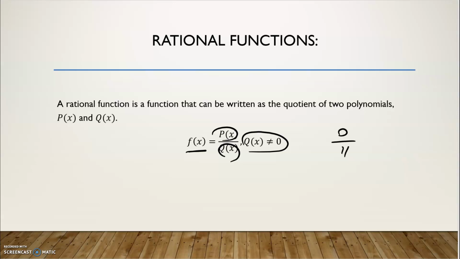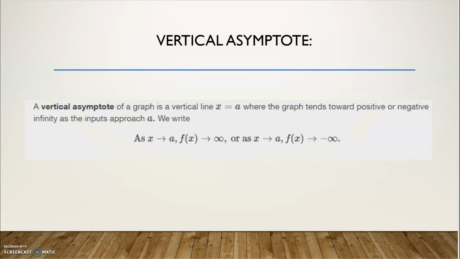Remember, 0 over a number, that's 0. Whereas a number over 0, hey, that's undefined. Okay, so let's look at something called a vertical asymptote. Alright, a vertical asymptote of a graph is a vertical line x equals some number a, where the graph tends towards positive or negative infinity as the inputs approach a. So basically, x is going to go towards this a value regardless, and it doesn't really matter what y does. It can go to infinity and negative infinity.